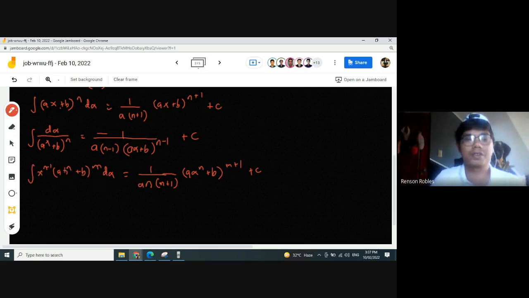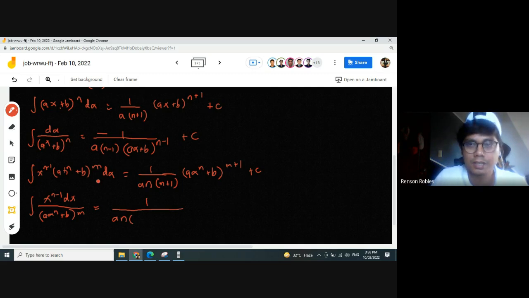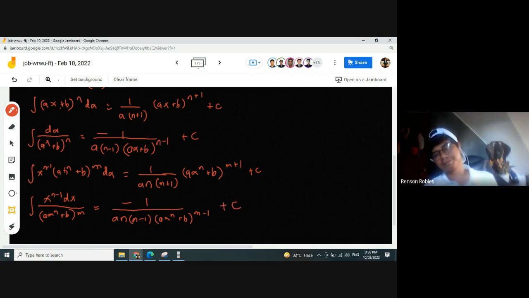Okay. And another modification is that when this ax raised to n plus b raised to m is on the denominator, you have x raised to n minus 1 dx all over ax raised to n plus b raised to m. Okay, just like what we did here. Yeah, dito pala, sorry. So you have 1 all over a times n, since this is on the denominator, you subtract 1. Then you copy ax raised to n plus b raised to m minus 1. Then oppose the sign, and then you add c. Okay?